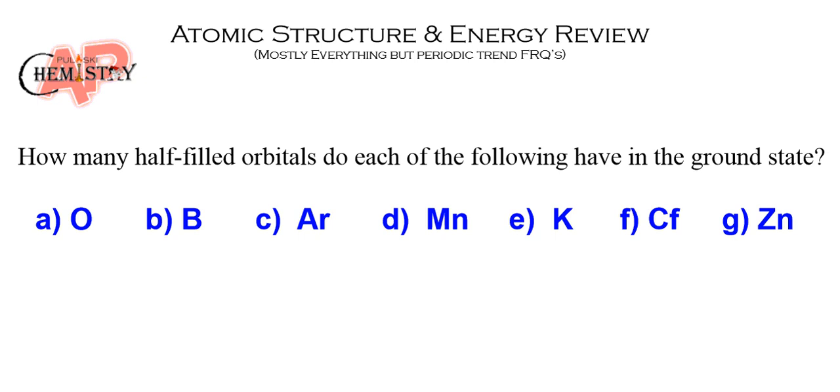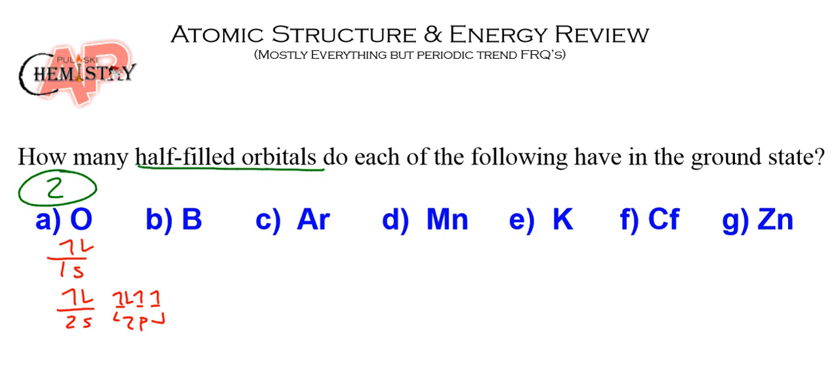I could be taking oxygen and literally going, okay, I have 1s, I have 2s, I have 2p, so I have 2, 4, 6, 8 electrons. So looking at that right there, I have two half-filled orbitals, right? 1, 2. There are my 2. And you could draw that out for each of these.